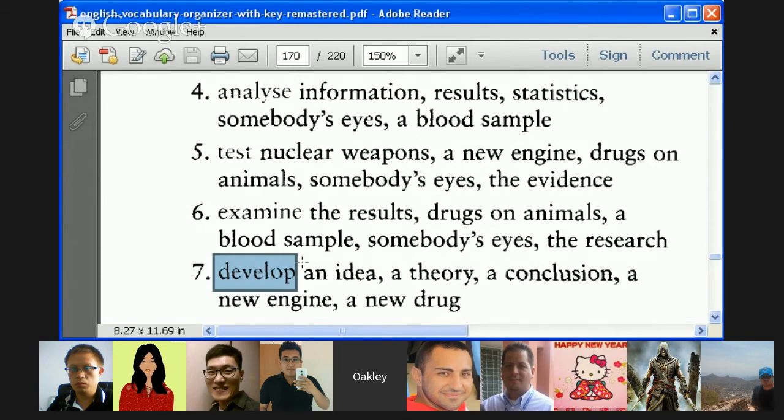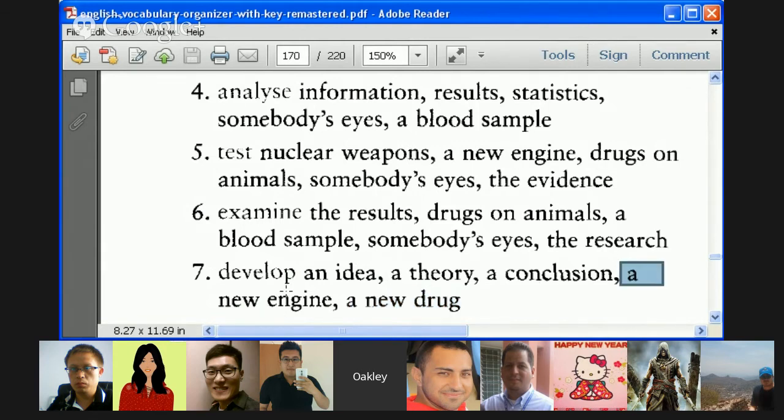Okay, so David, which one of these seems a little odd: develop an idea, develop a theory, develop a conclusion, develop a new engine, develop a new drug? Yes, well, develop an idea, a theory, a conclusion, a new engine, a new drug. I think maybe a new engine.